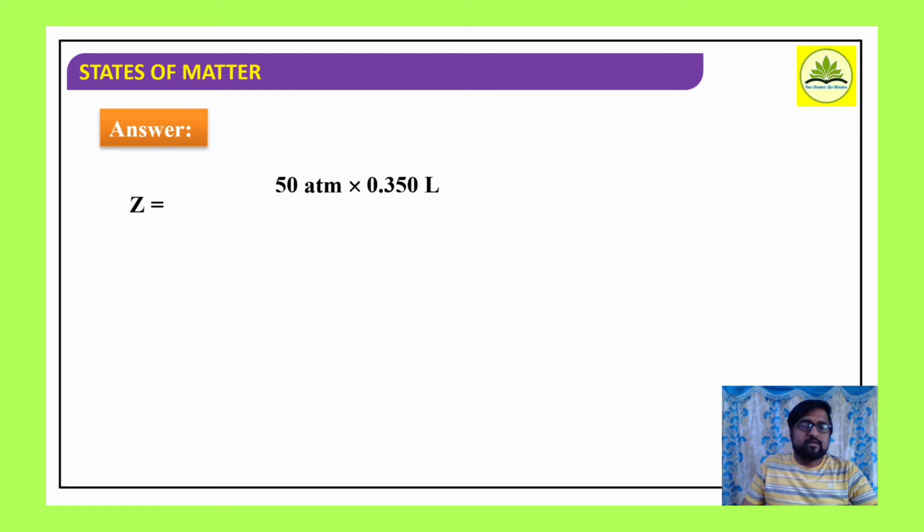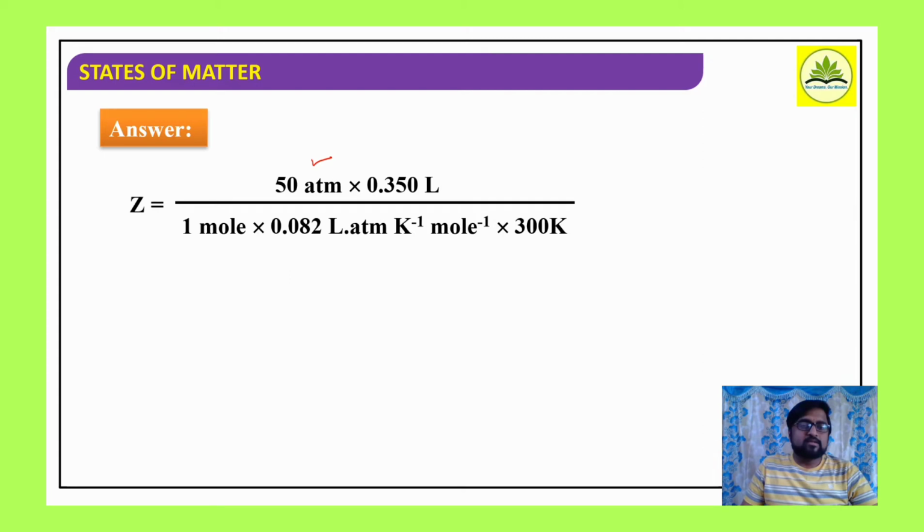So what is P? It is 50 atmosphere into V, volume 0.350 liter, divided by n, which is 1 mole, R value 0.082 liter atmosphere per Kelvin per mole, and T, temperature 300 Kelvin. So if we simplify, what is the answer? It is 0.711. So it is less than 1.